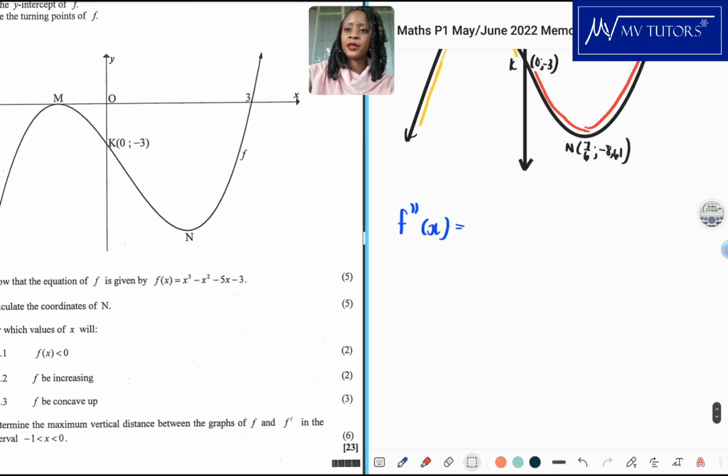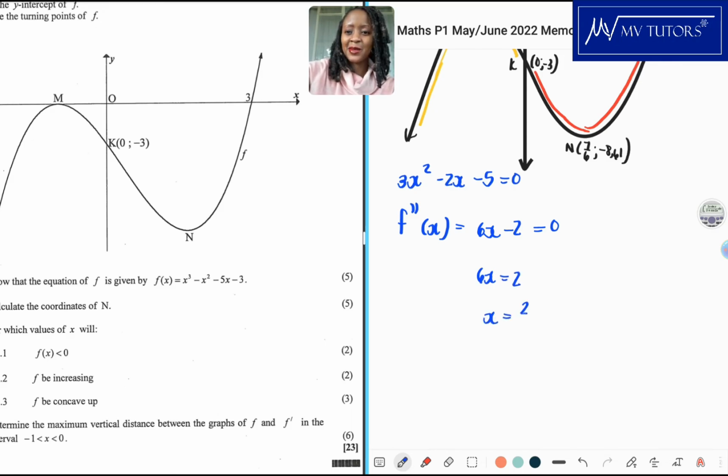Okay, so the first derivative was that. Now the second derivative will be 6x minus 2, and we make it equal to 0 when we want to get the point of inflection. So we have 6x is equal to 2, and then x is equal to 2 over 6, which is just a third.